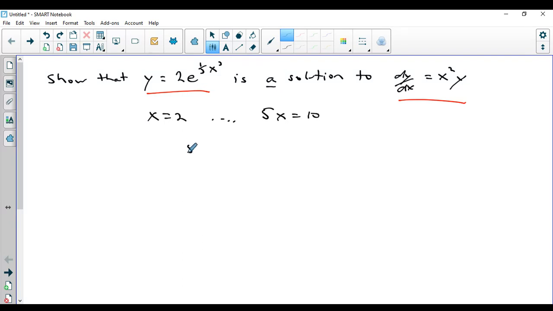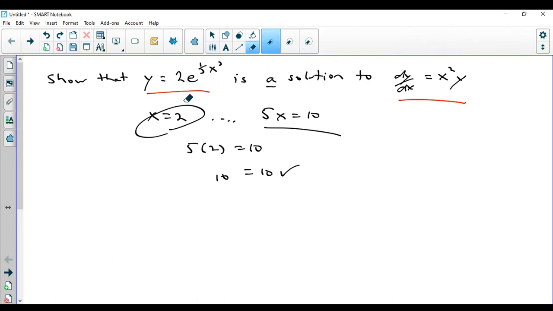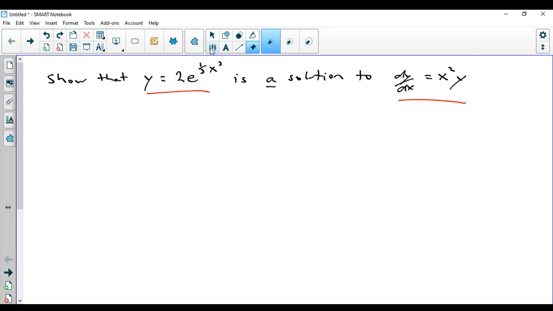So we would say, let's put 2 in for x and then work independently on both sides. There's nothing to do on the right side. On the left side, 5 times 2 is 10. Oh yeah, it checks. So 2 is a solution to 5x equals 10. That is basically the same procedure you're going to do for this one. To show that this is a solution to this differential equation, I have to check it. It's a little bit upgraded from 5x equals 10, being that there's a derivative in it.